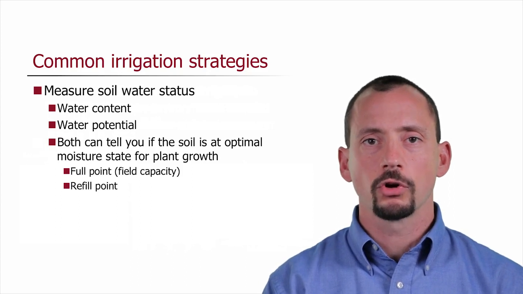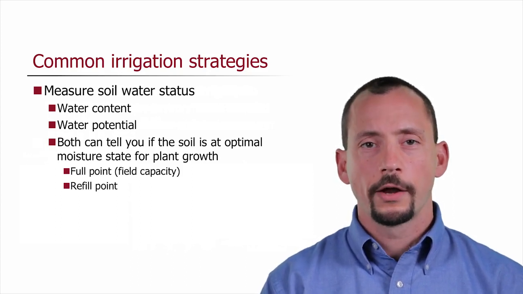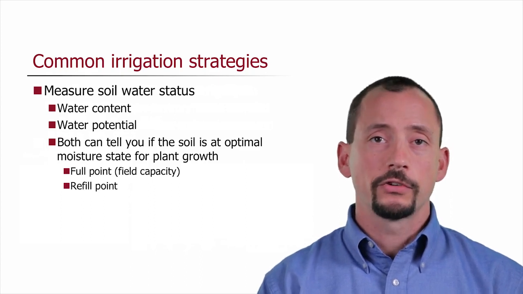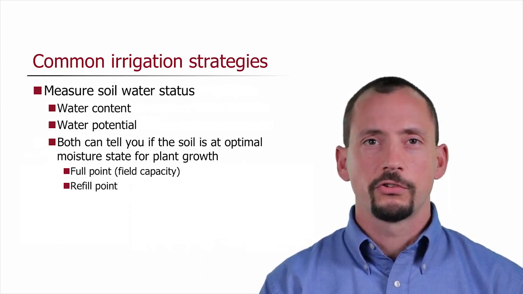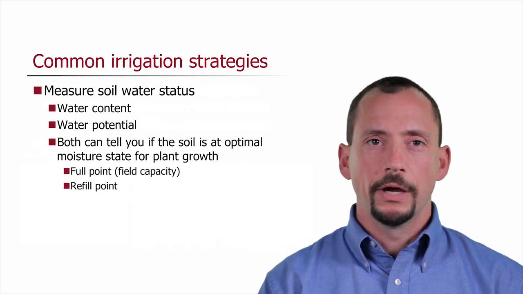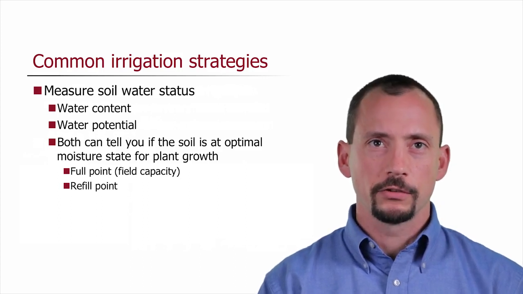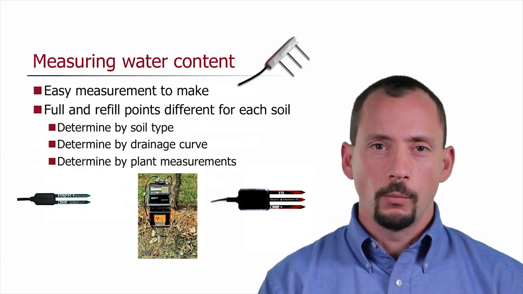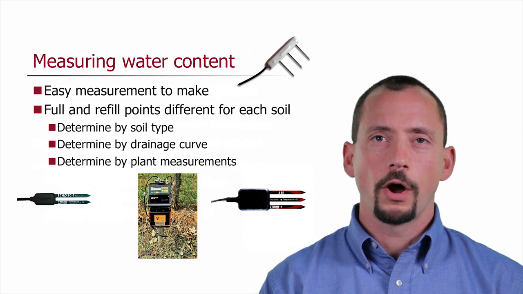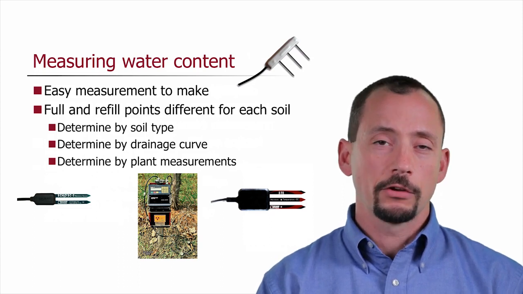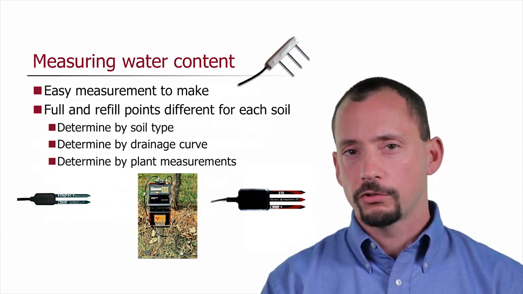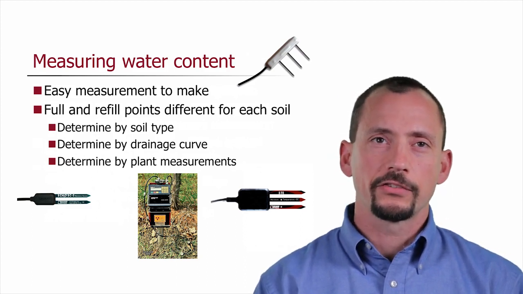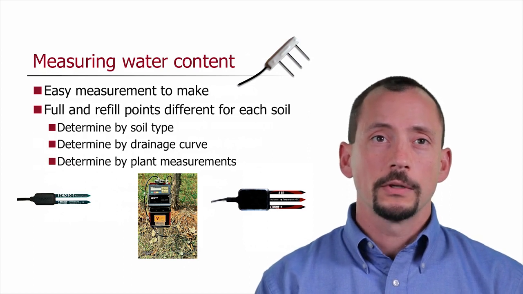So you can either measure water content or water potential. They're both measures of the soil water status, and both of those can tell you if the soil is at an optimal moisture state for plant growth. But they are different measurements. If you, for instance, installed some soil moisture sensors and simply measured the water content, this is a pretty easy measurement to make. There are a wide variety of soil moisture sensors out there, from neutron probes to TDR to capacitance measurements.